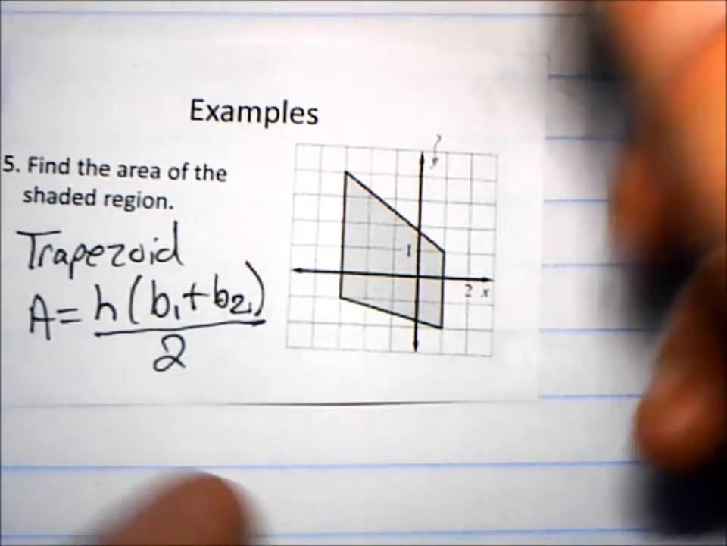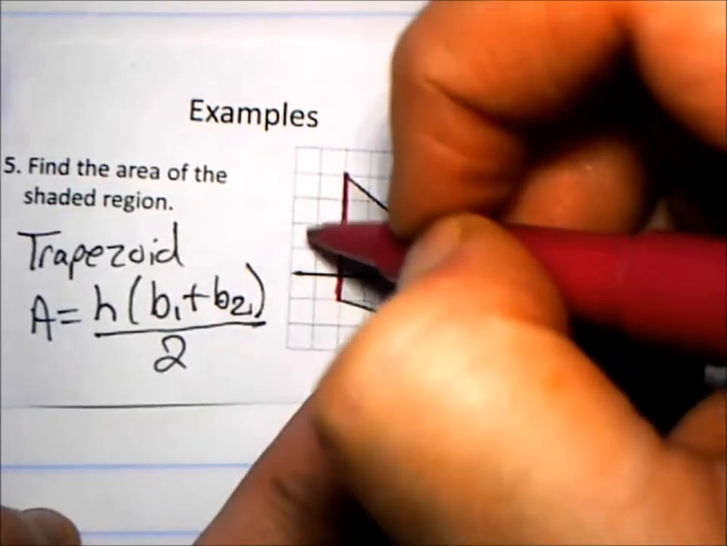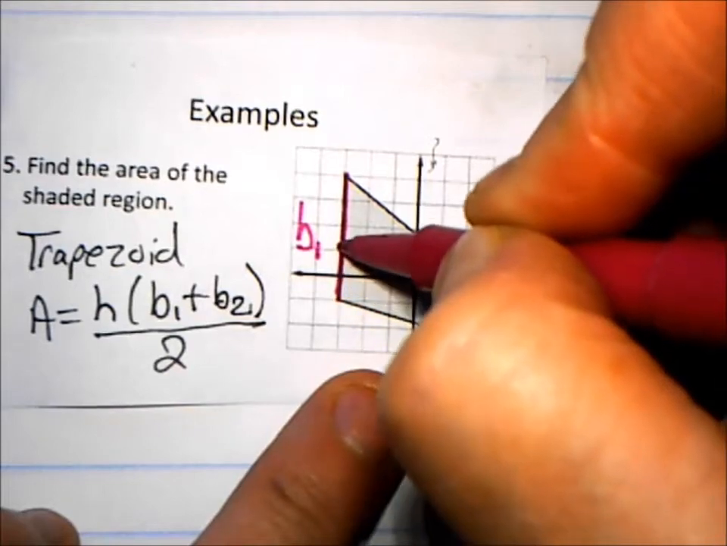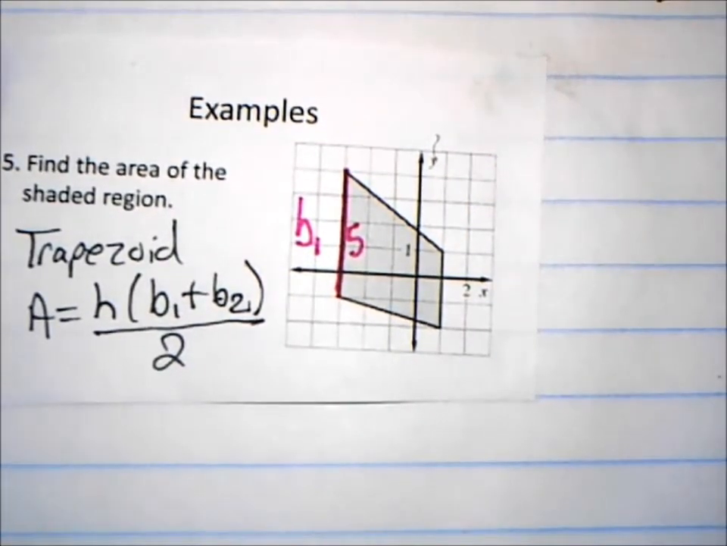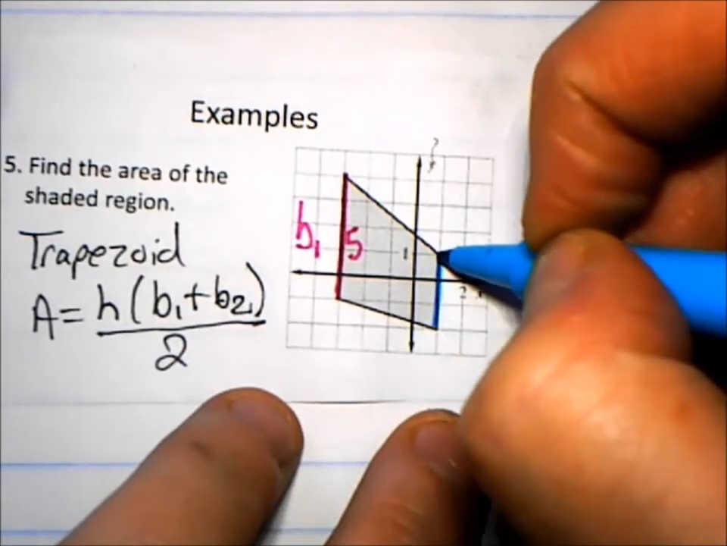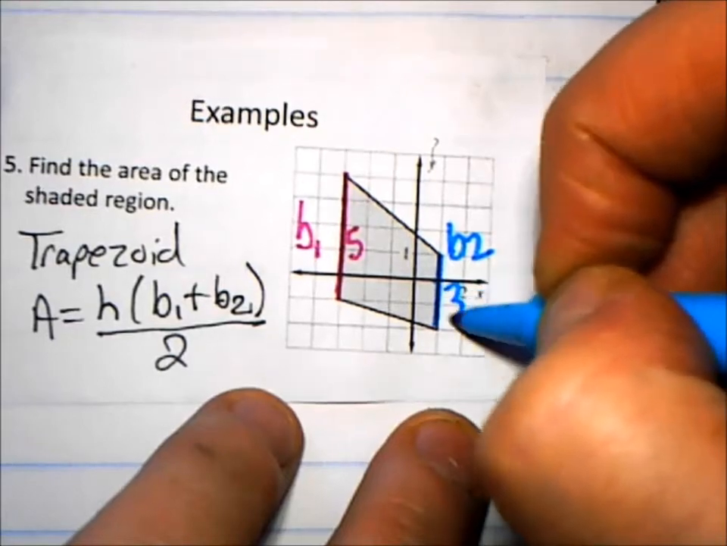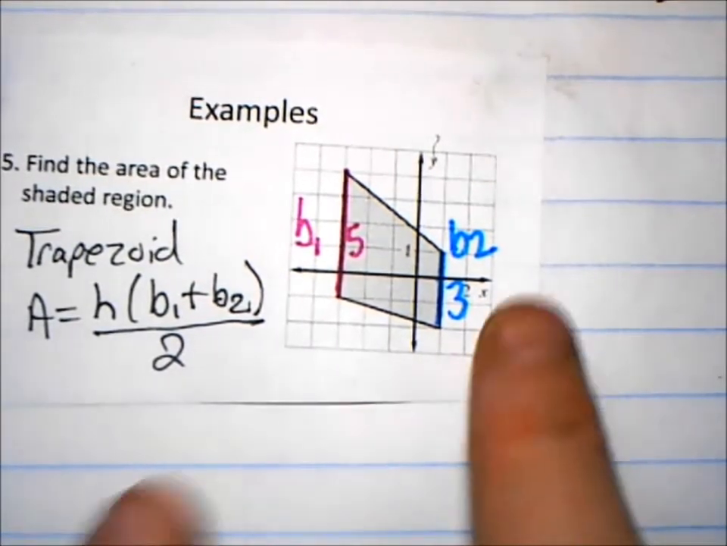And my formula for a trapezoid is the height times base 1 plus base 2, all divided by 2. My bases must be the parallel sides. So here will be my base 1, which is 1, 2, 3, 4, 5. And then the other side will be base 2, which is 1, 2, 3. So I've got my B1 and B2.